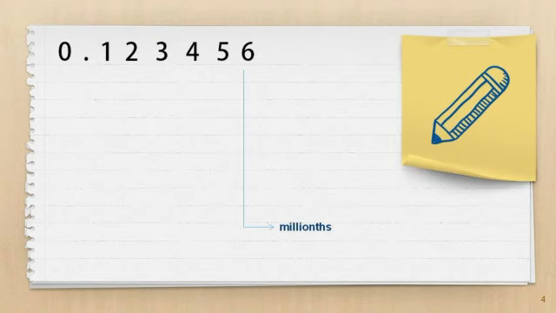So, the location of the number after the decimal point defines its value. Next.